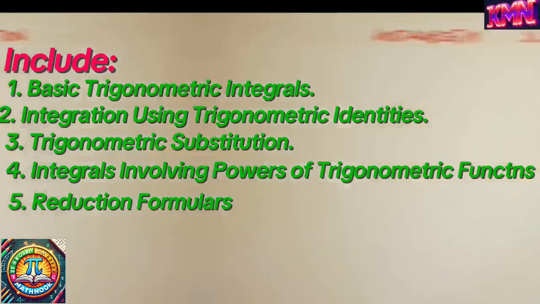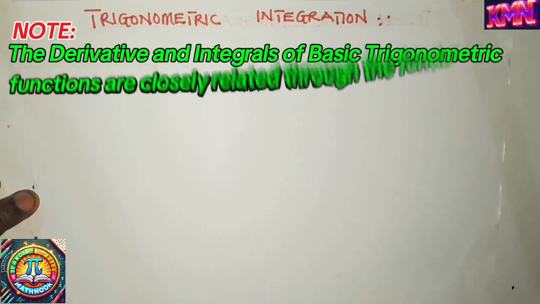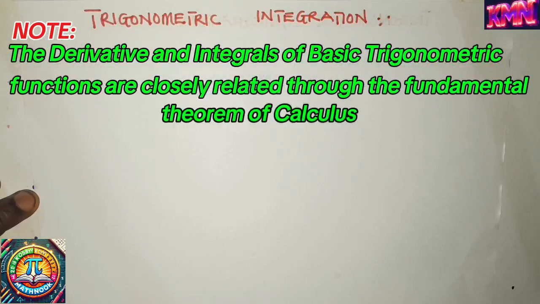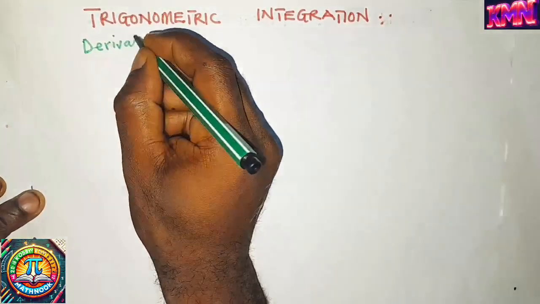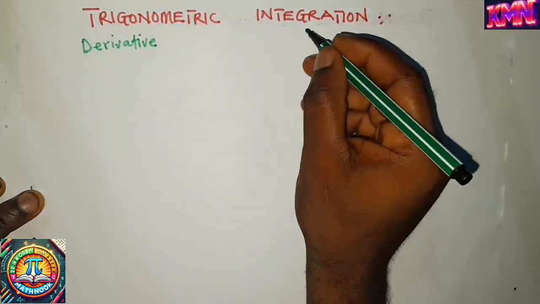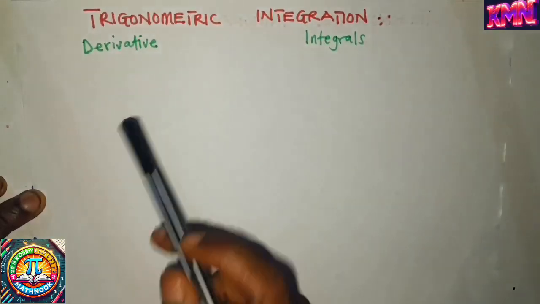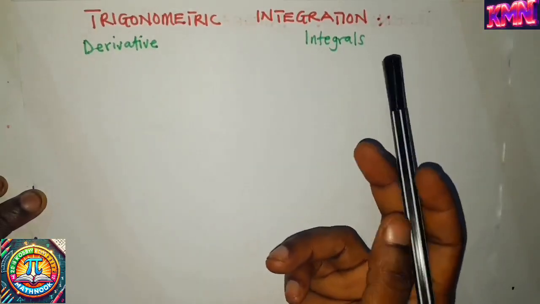Let's dive in. The derivatives and integrals of basic trigonometric functions are closely related through the fundamental theorem of calculus. We're going to look at how the derivatives of the trig functions are related to their integrals.